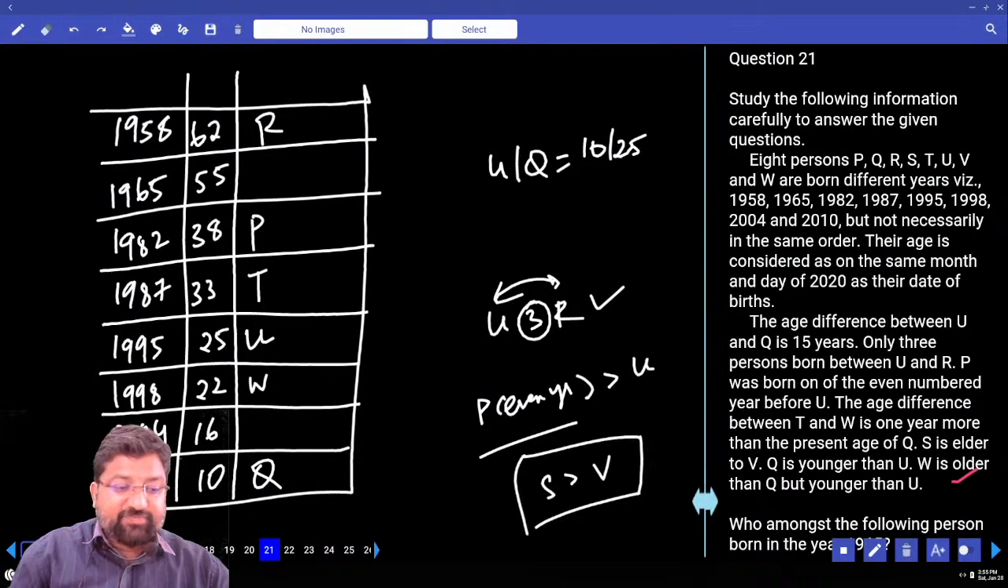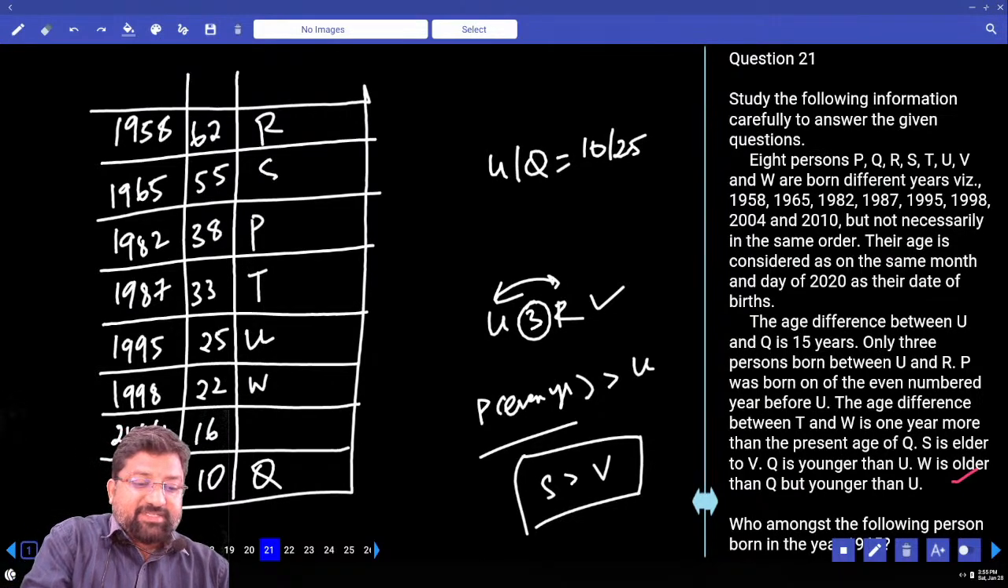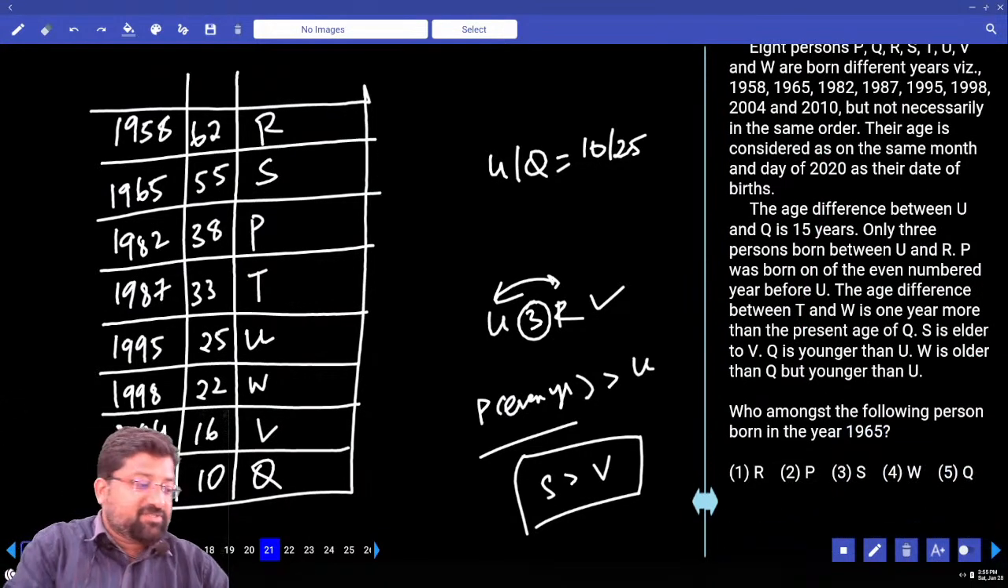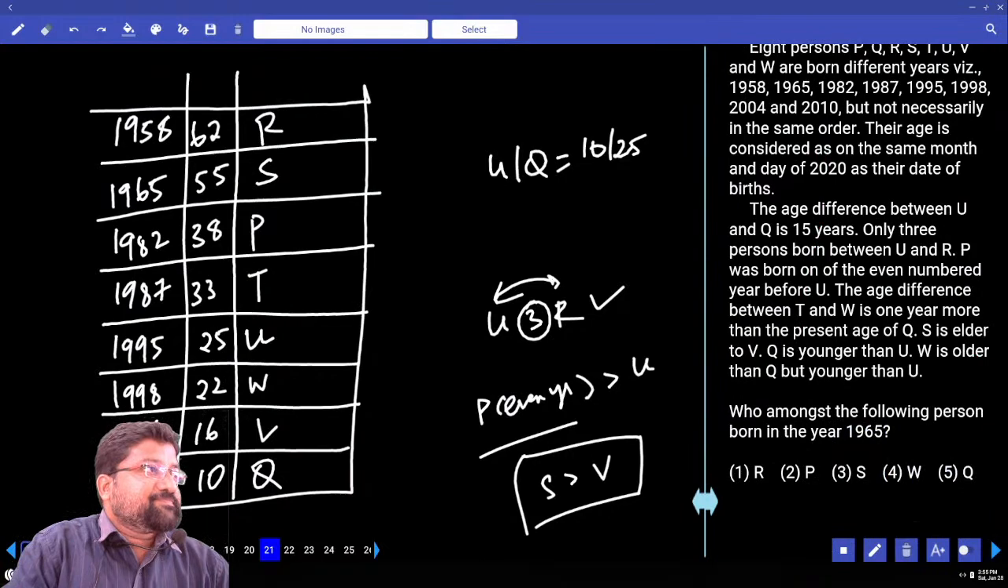There's one line which is left out for us. S is elder than V. This is S, this is V. And we have tried to solve this question in no time. This was easy or tough? Easy. Clear?